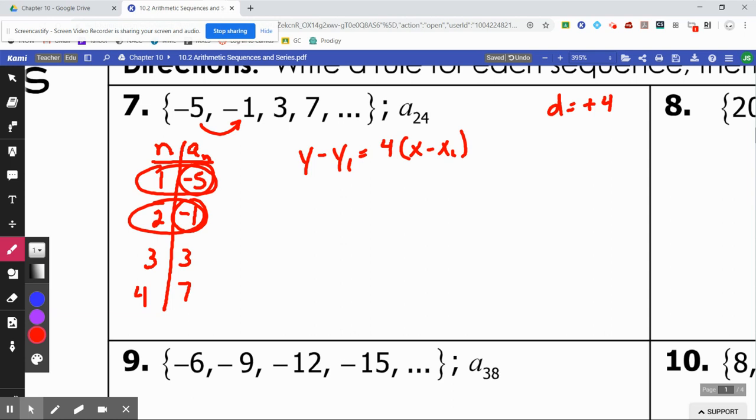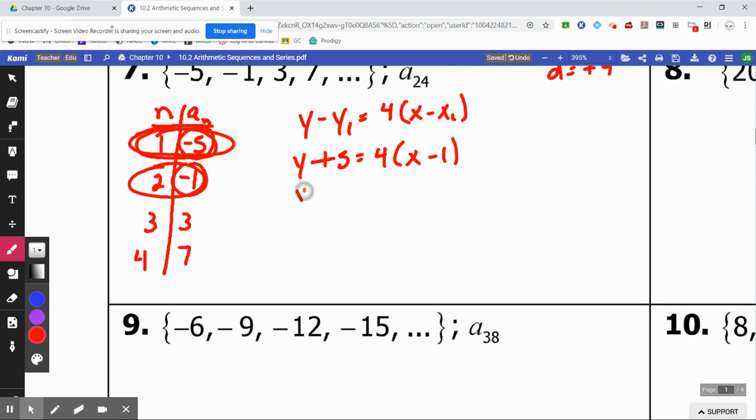Now I simply need a point because I'm going to use that point to find my y-intercept. So the point that I'm going to use, you can use any of them. I'm going to use 1, -5 just because it's simpler. So I now have y minus -5 equals 4 parentheses x minus 1. And I'm even going to show you a shortcut on how to find this. Y plus 5 equals 4x minus 4. Move the 5 over, it gives you y equals 4x minus 9.